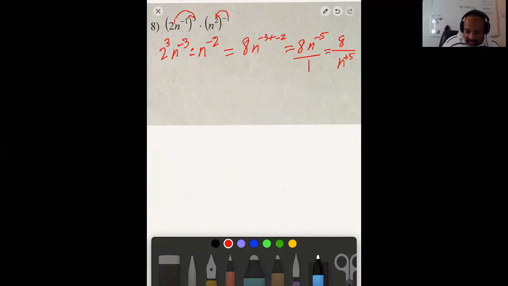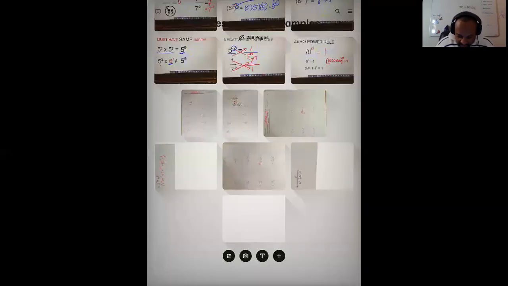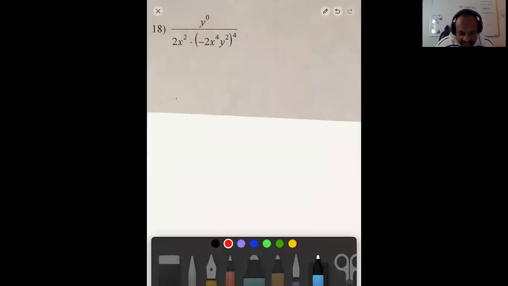All right, so let me go to the next one. That one is going to be number 18, and it's y to the 0 power divided by 2x squared times, in parentheses, a negative 2x to the 4th power y to the 2nd power, all raised to the 4th power. It's a lot of exponents in there. But what you should do, guys, is focus on each little piece, and do it a piece at a time.